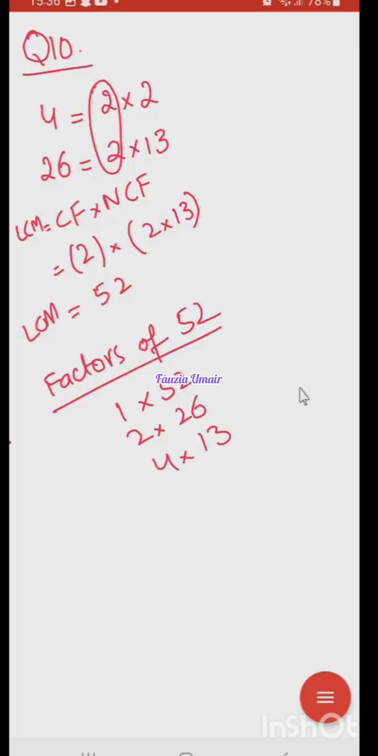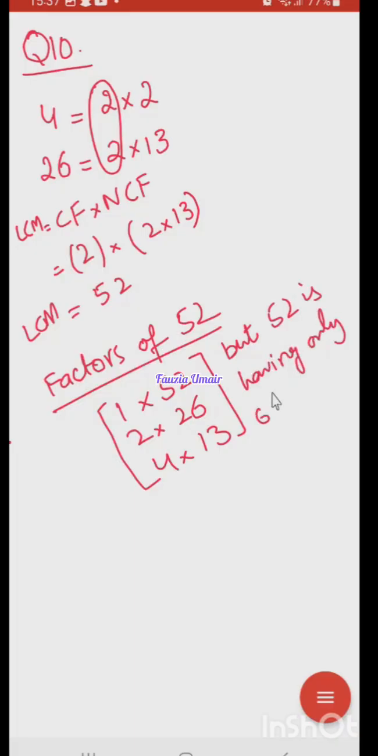ठीक है। 4 and 13, लेकिन उन्होंने तो हमें कहा है कि ये नंबर ऐसा है जिसके 8 फैक्टर्स हैं, लेकिन यहाँ पर तो हमारे पास टोटल कितने फैक्टर्स आ रहे हैं? 52 is having only 6 factors. हमें तो ये ऐसा नंबर चाहिए था जिसके 8 factors हों। इसका मतलब है 52 is not that number. So what we will do? We will try again, right? And how we can do that?